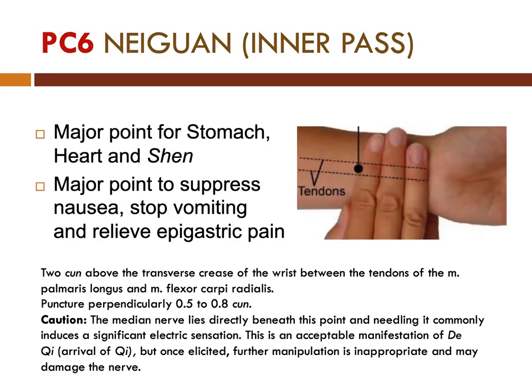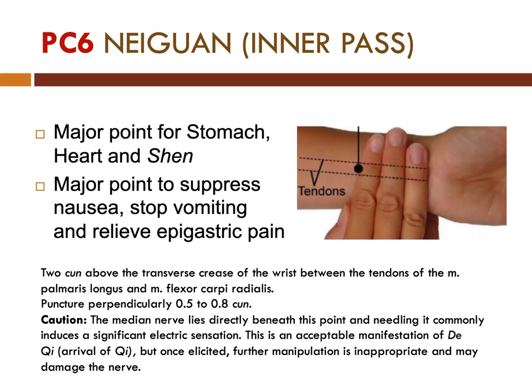Next point is pericardium 6. This is a major point for the stomach, heart, and shen. This is also a major point to suppress nausea, stop vomiting, and relieve epigastric pain.